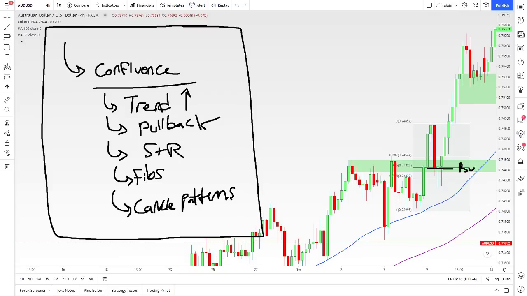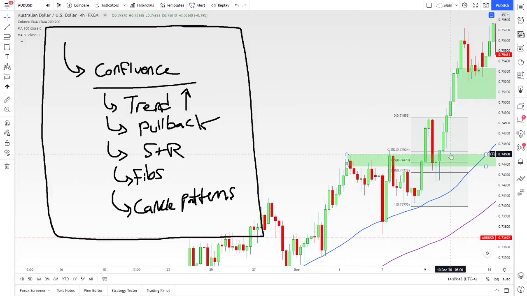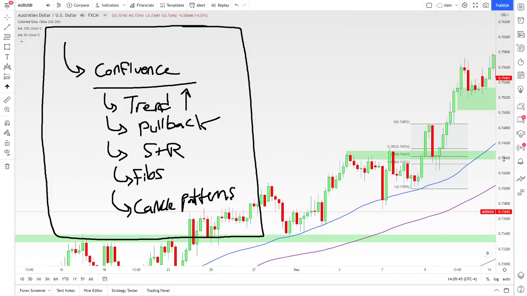But again, today's video is mostly about entries, so I'm going to refrain from talking about stop loss placement too much in this video just because I don't want it to get too long. But again, I've got videos on that if you'd like to look at it.